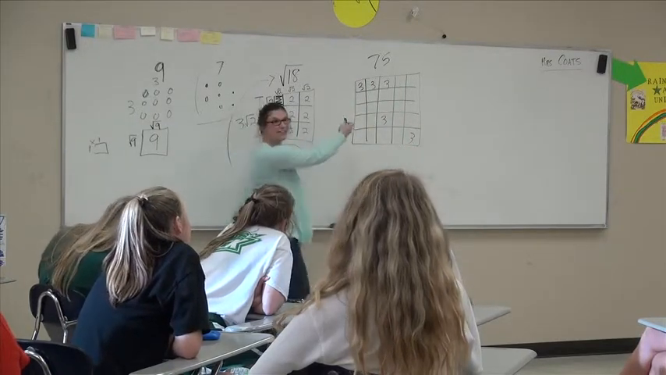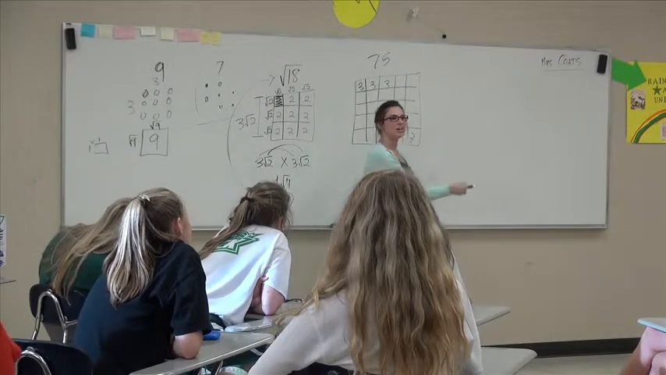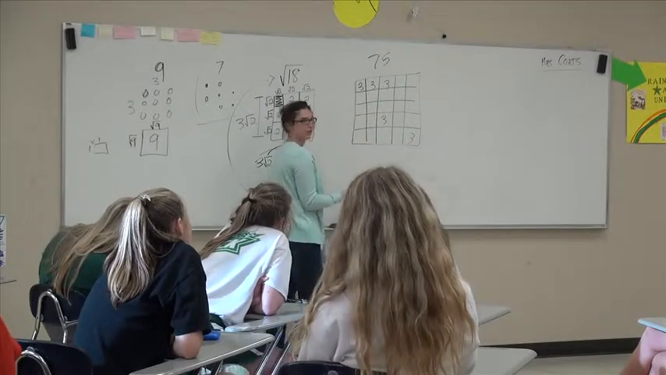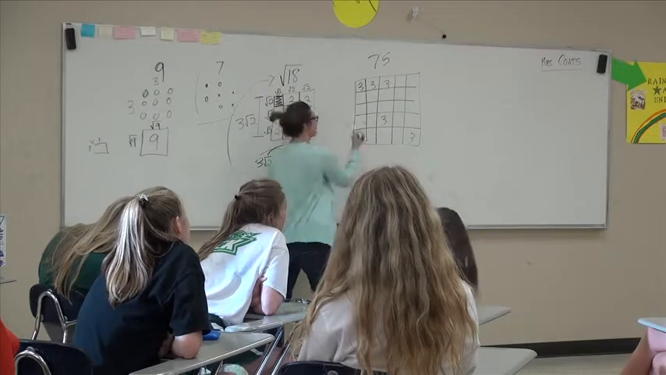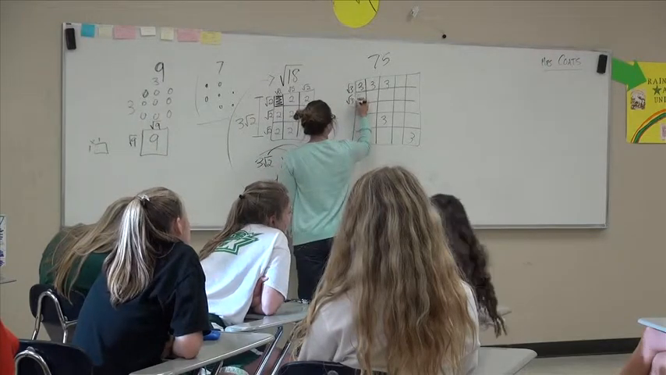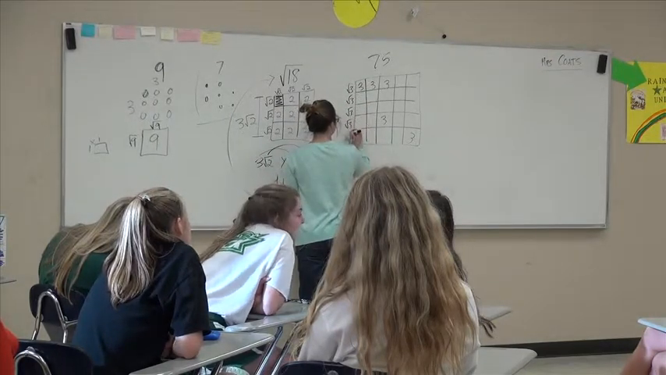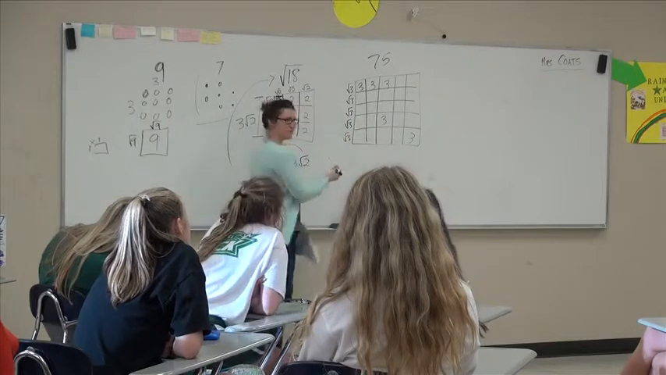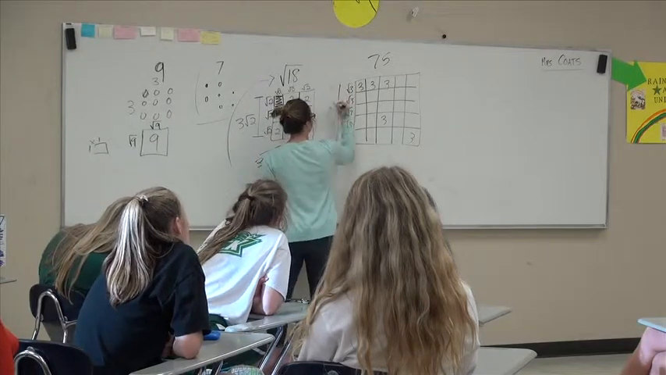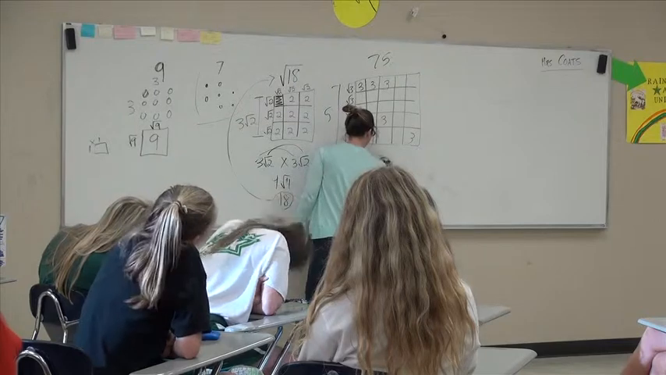Okay. So each square is going to be 3 square inches. So what's going to be each length? Square root of 3. So how many of these do we have? 5. So we have 5 square roots of 3.